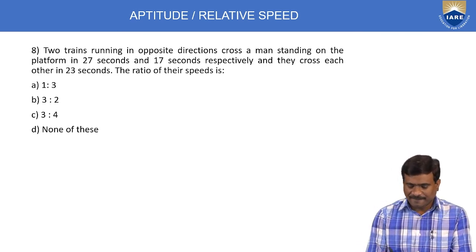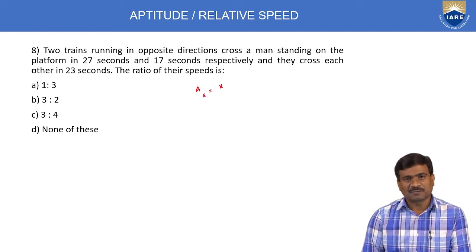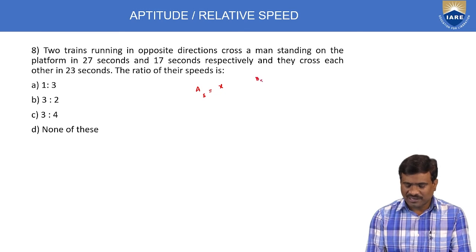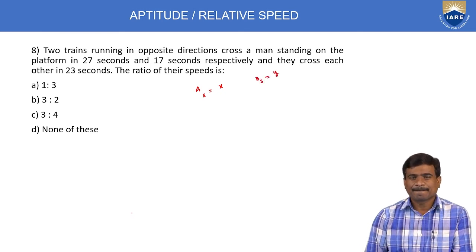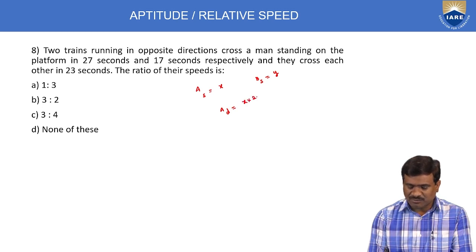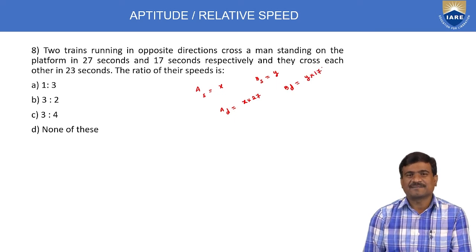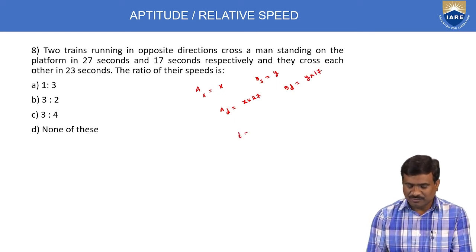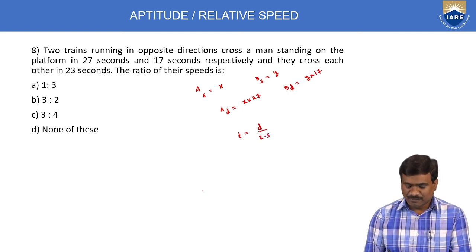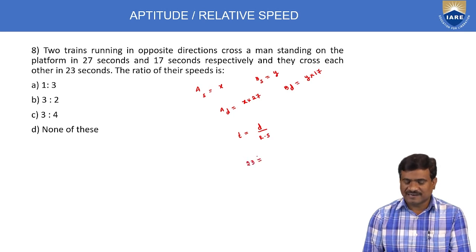Right method. Suppose the first train A has speed x meter per second, and the speed of B is y meter per second. Then distance is equal to speed into time. A's distance is speed x times 27 seconds, and B's distance is speed y times 17 seconds. Next, meeting time is equal to distance by relative speed. The meeting time is equal to 23 seconds.